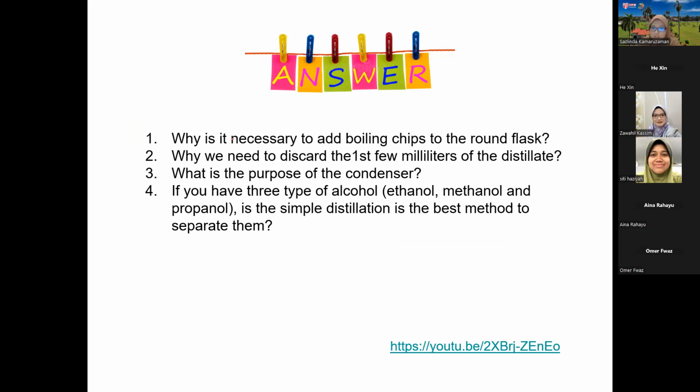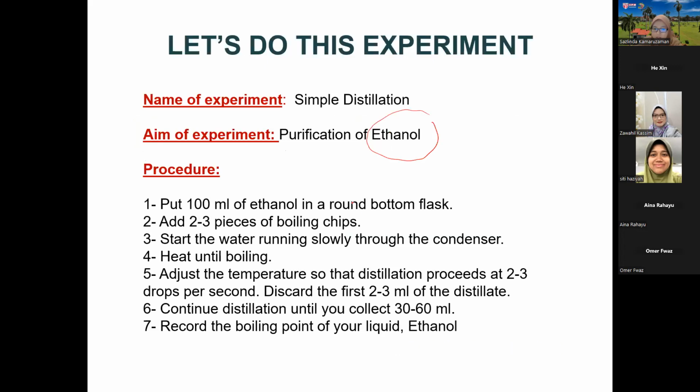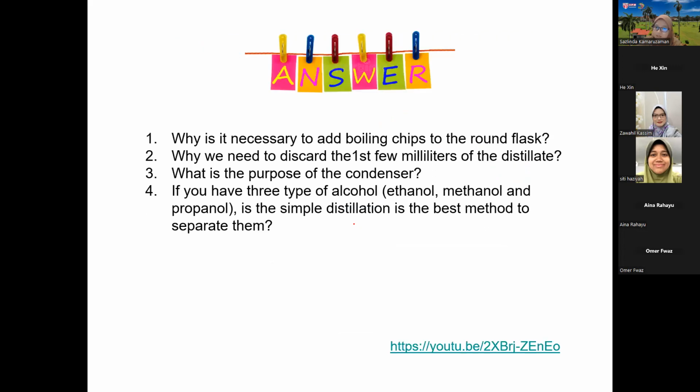Okay, so the first one is why is it necessary to add a boiling chip to the round flask? This is quite simple. Usually we have a flask, we put our mixture, and we try to put 2 or 3 pieces of boiling chip. This is the one that I still remember from my undergraduate study, the lab staff always reminded us to put this in. So is it necessary to have these boiling chips in the round bottom flask with the mixture? What do you think?